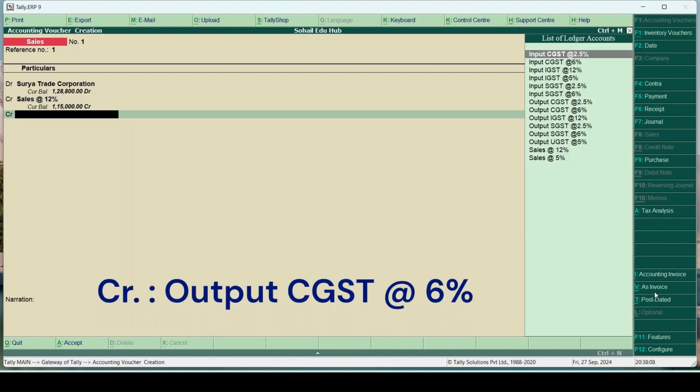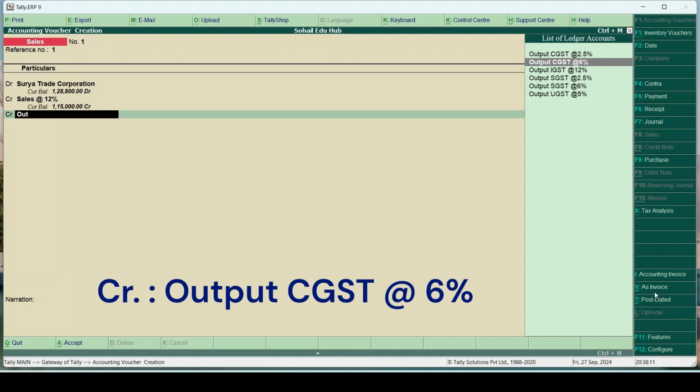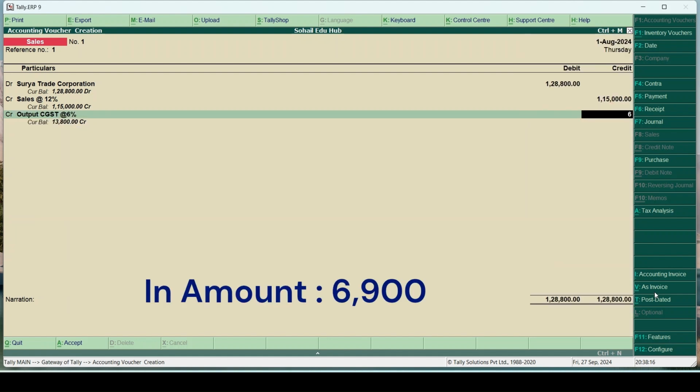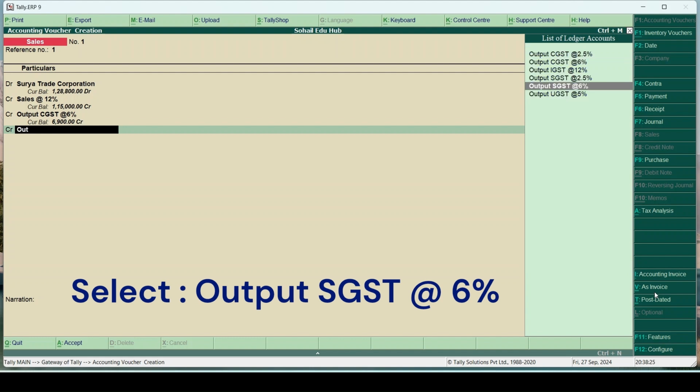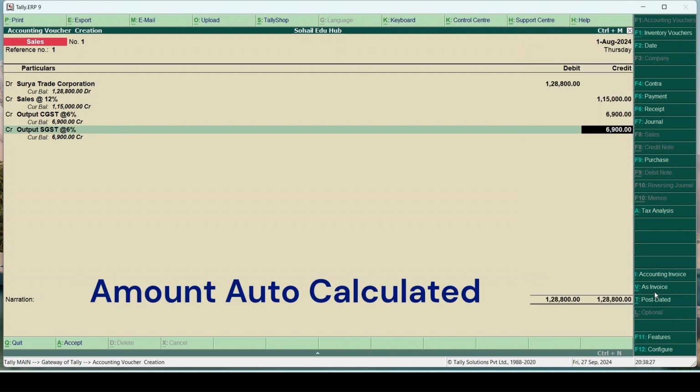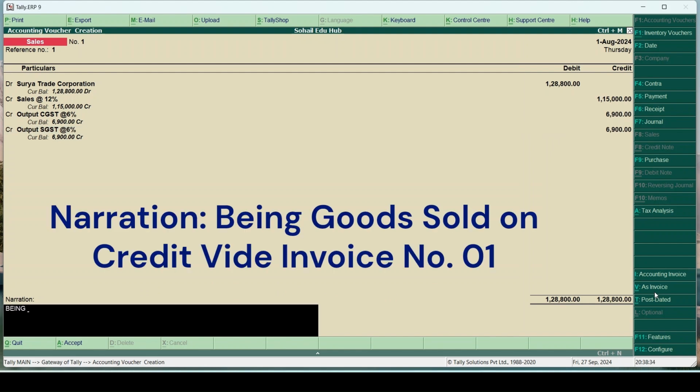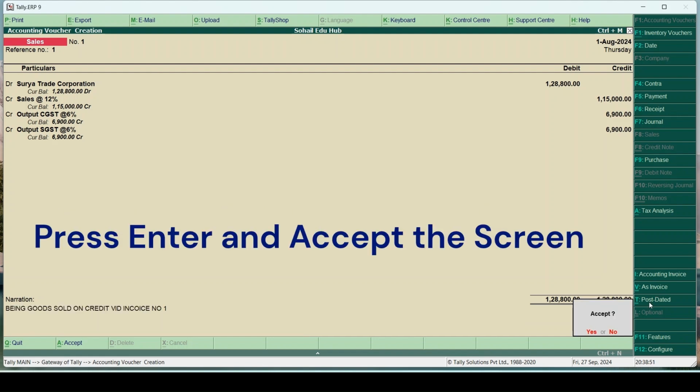Now select output CGST at the rate 6% in credit. In amount, write 6,900. Select output SGST at the rate 6%. This time amount will be auto-calculated. In narration, write being goods sold on credit vide invoice number 1. Press enter and accept the screen.